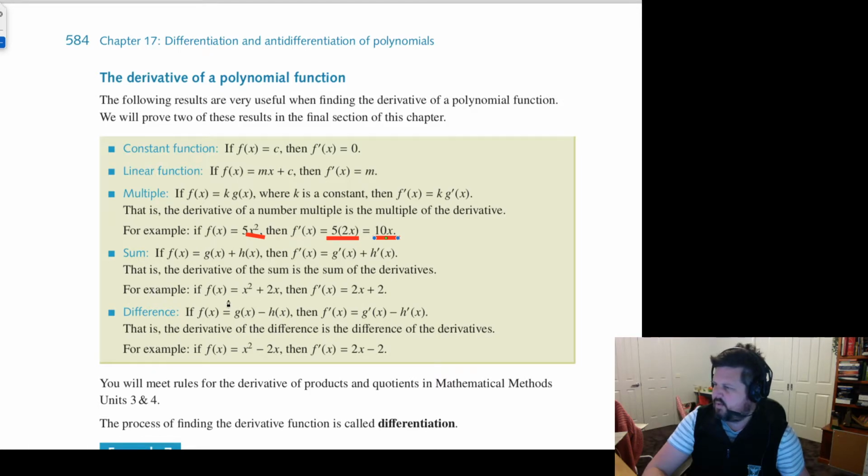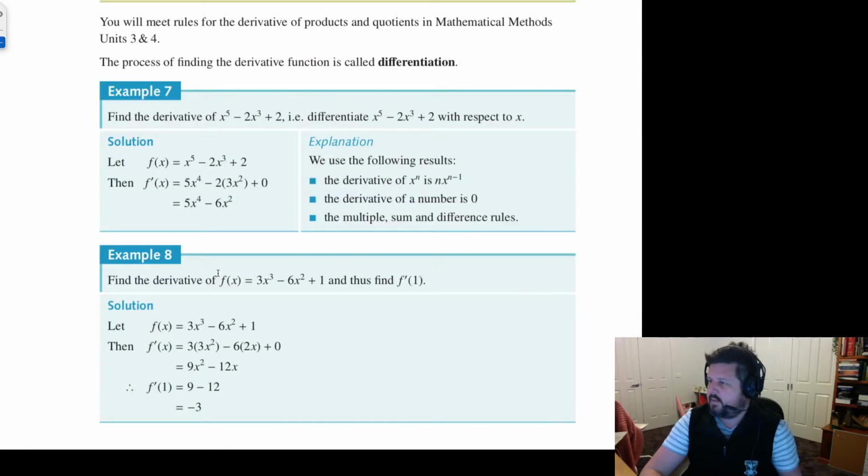So yeah, just really quickly, if you had x squared plus 2x, you'd work out the derivative of the x squared part, which is 2x, then you'd add on the derivative of 2x, which is 2. Cool. Important thing to know is the process of finding the derivative function is called differentiation. Perfect. Alright, let's have a look at some examples of doing this.